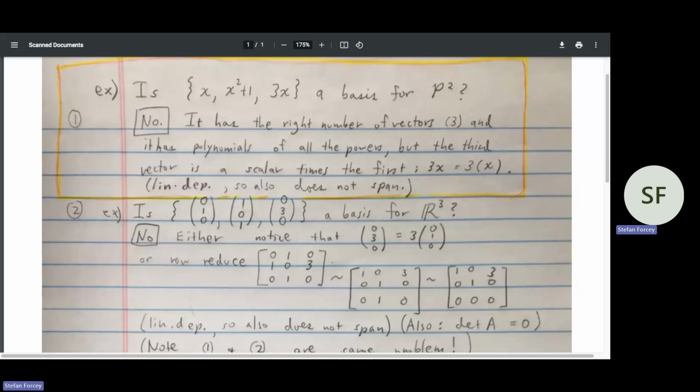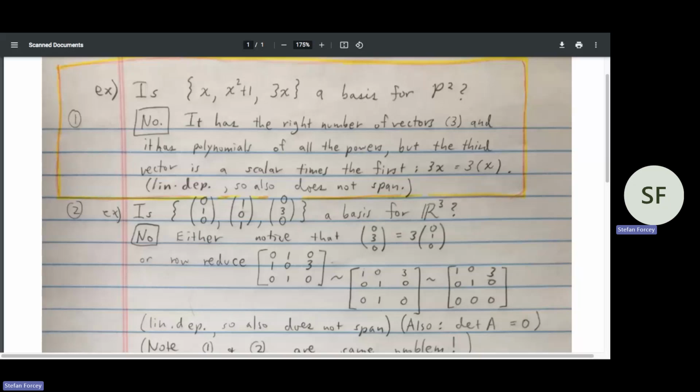First, we notice that the third vector is just a scalar times the first, x and 3x. That is always going to make any set of vectors linearly dependent. If you ever have one of them being a multiple of the others, or a linear combination of the others, including just a multiple of one other. So that means it has to be linearly dependent. And that means it's not a basis.